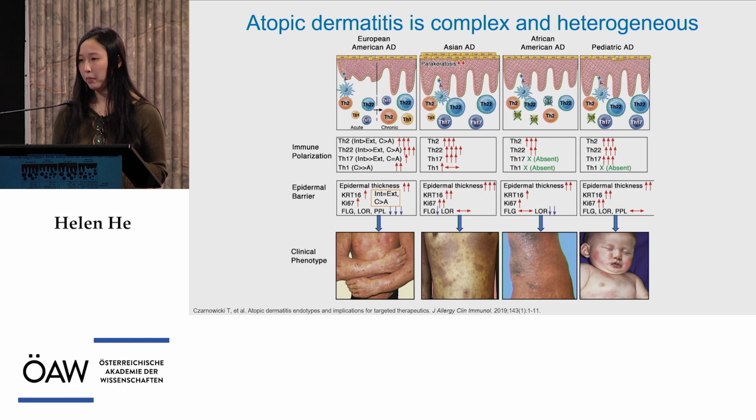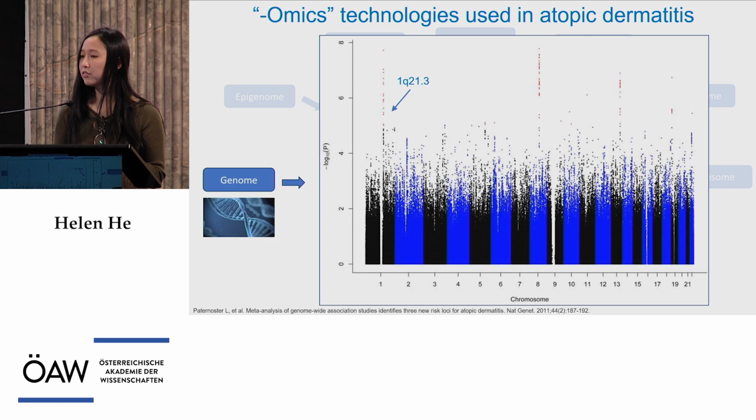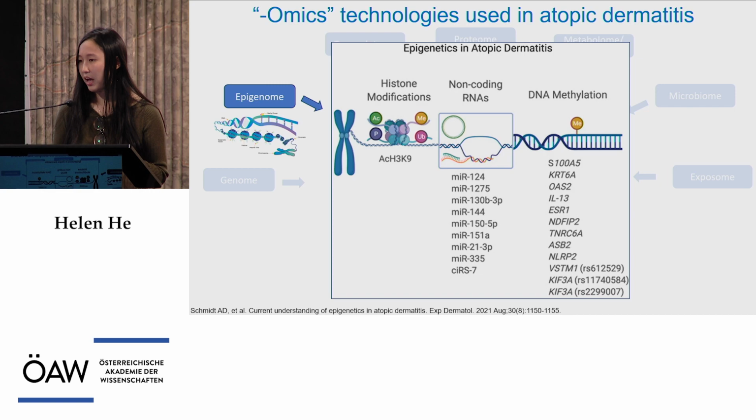A big part of our current understanding of AD comes from omics data. In this slide, I'm going to go through a couple of examples of different omics levels, as well as some examples of their applications to AD. At the genomic level, GWAS studies have been instrumental in identifying disease-related gene variants, most notably filaggrin, but other members of the epidermal differentiation complex as well. Epigenomics have uncovered heritable microRNA changes that drive epidermal differentiation, as well as inflammation, and DNA methylation changes have also been identified in AD that may influence downstream gene expression of S100A, keratin 6A, IL-13, and more.